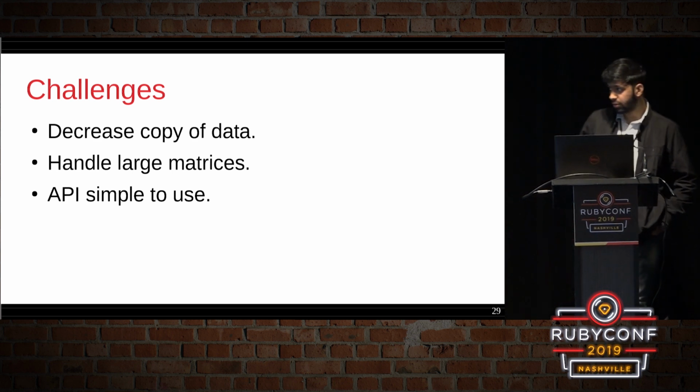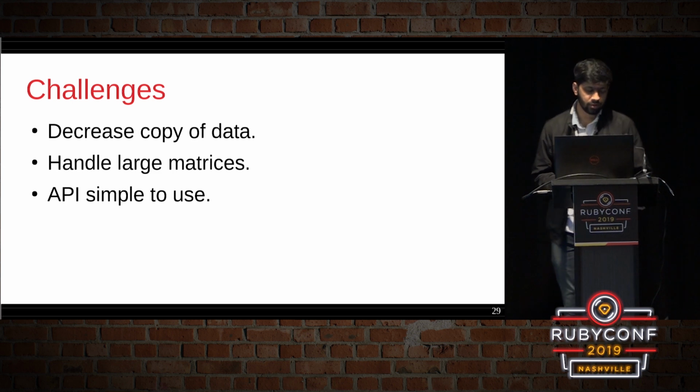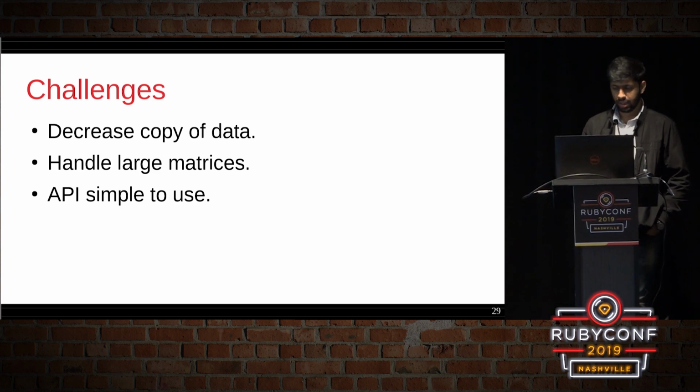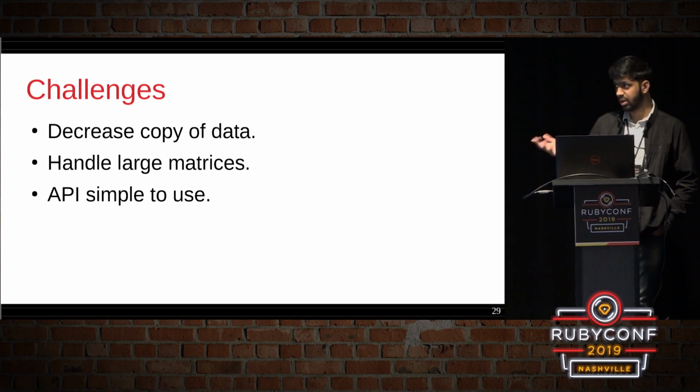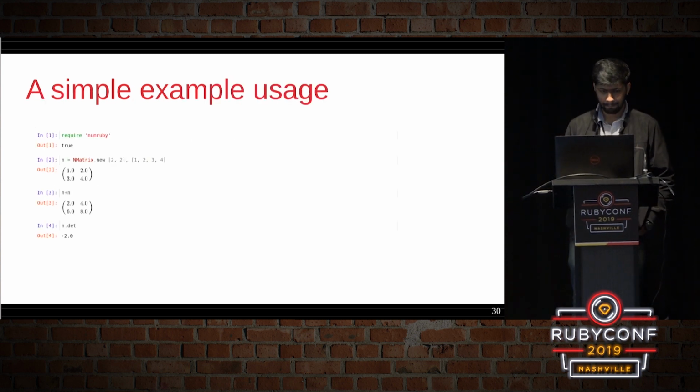Another issue was handling large matrices. For example, if you have a matrix large enough that it can't fit in your memory, you'll have to have a mechanism to get that working. Then the API also needs to be simple to use. So what we did was use some inspirations from NumPy, some inspirations from Numo, and some we thought would be the best, and created the best possible solution that we could.